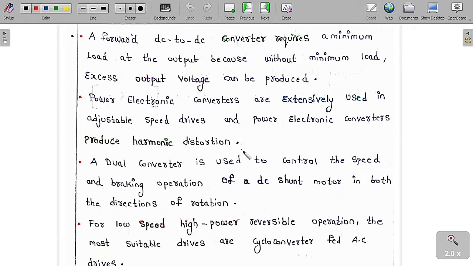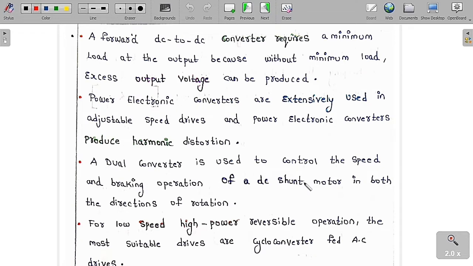Power electronic converters are extensively used in adjustable speed drives, and power electronic converters produce harmonic distortion. I already told you that power electronic converters inject harmonics into the system. They are extensively used in speed drives, where you have to control the speed, and they inject harmonics into the system.